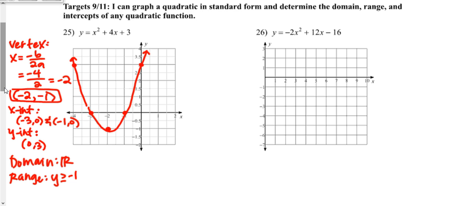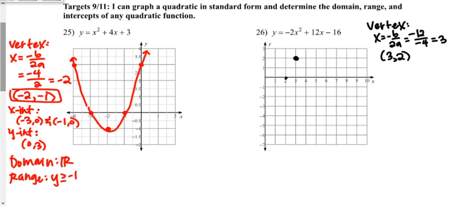Taking a look at 26, I'm going to start off the same way, finding the vertex. So we're going to do x equals -b over 2a, which would be -12 over -4, which is 3. So the vertex is at 3 something, and so you can plug in, and I'm just using a calculator to plug that into the original quadratic in for x. And my y value is 2. So 3, 2.